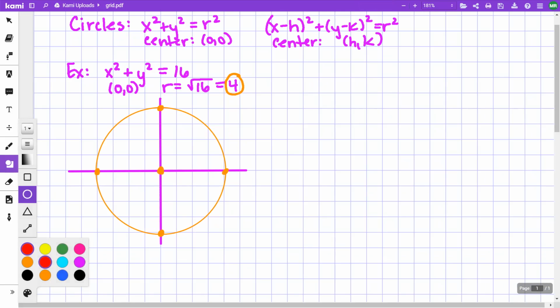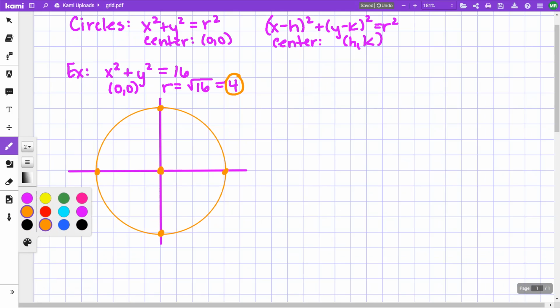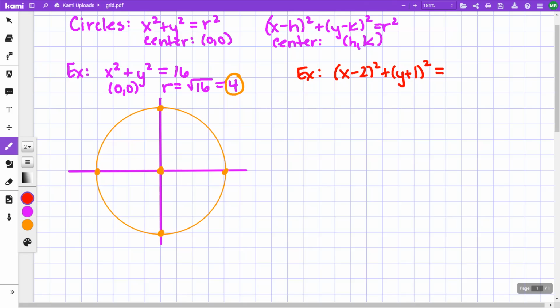Let's try another one. So let's say, for example, we have x minus 2 squared plus y plus 1 squared is equal to 9. So my center is going to be 2, comma, negative 1. So what makes both the parentheses 0. And then my radius is going to be the square root of 9, which is 3. So for this one, let me draw my graph.